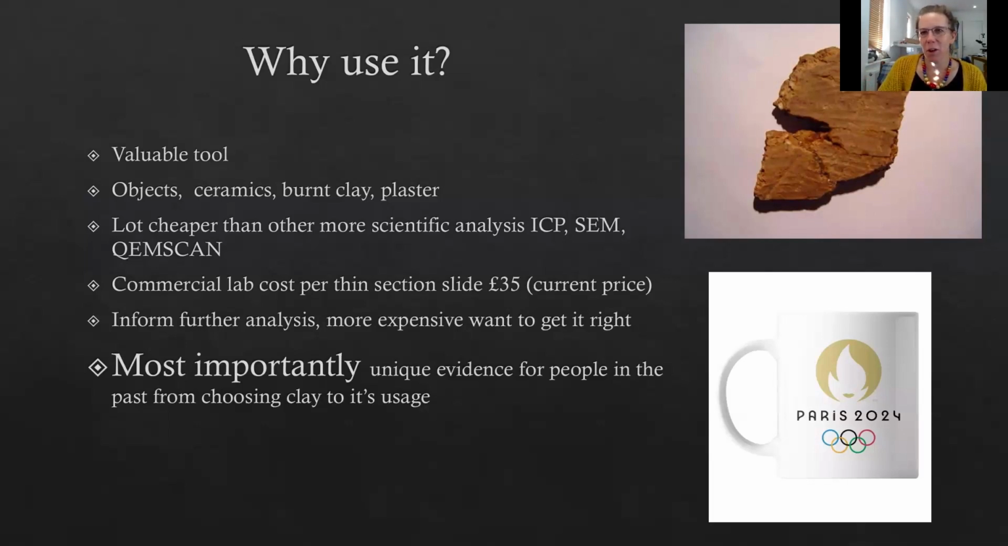The current commercial price for producing a thin section is £35. And then, of course, the report time and analysis time would be on top of that. But it's quite a simple way of getting a lot of information. And most importantly, it's unique evidence of what people did in the past. The pottery sherd at the top is 18,000 years old. That's from the first pottery that was being made. And you can thin section that and look at what a potter did when they made that pot. But equally, you can thin section the Paris Olympic mug, and you can find out how they made that. And that can tell you things about today as well.